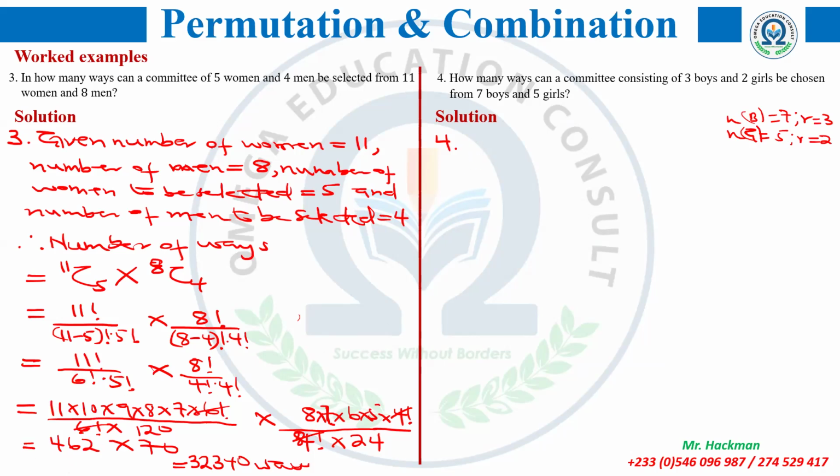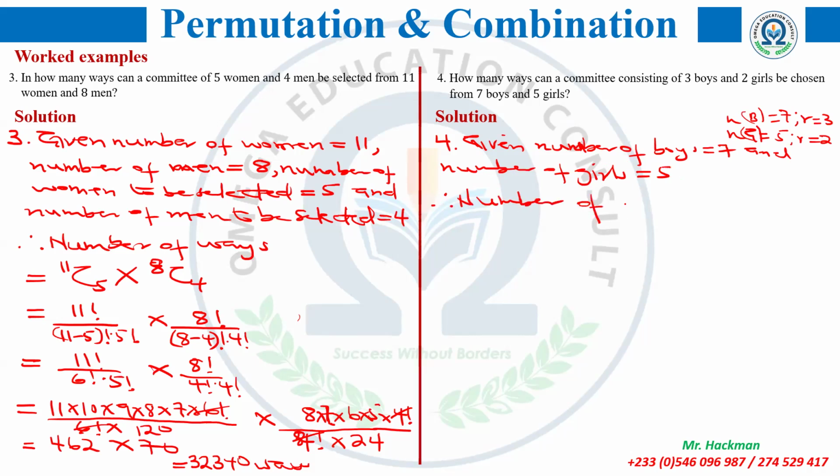So that will be consistent, always giving, then therefore, if possible. So giving number of boys. Okay, what do we have? 7. And number of girls is equal to 5. So I write therefore, number of ways will be equal to.